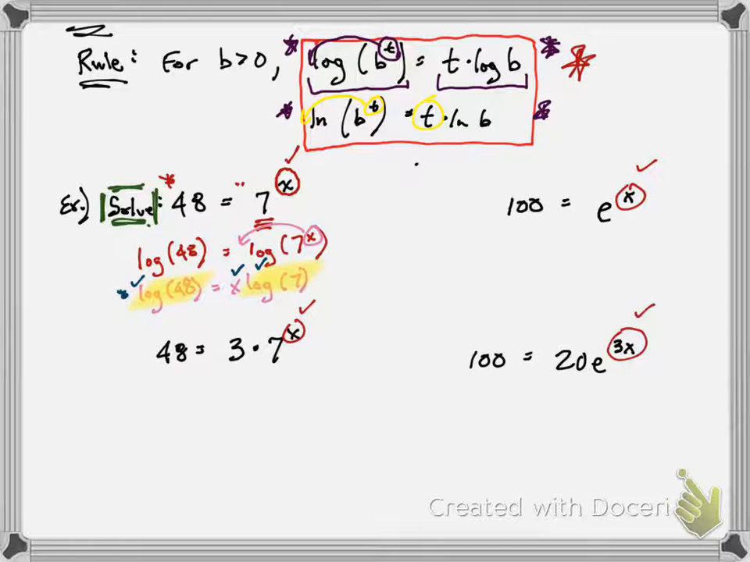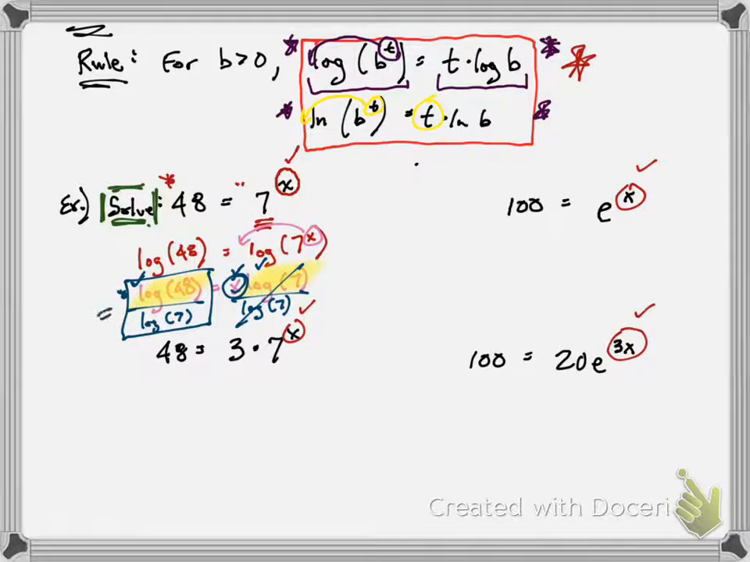Well, how would you solve that? You should just divide both sides by the log of 7, which is a number. Okay? And we get x is equal to, so that reduces to 1, the log of 48 over the log of 7. Now, leave that.